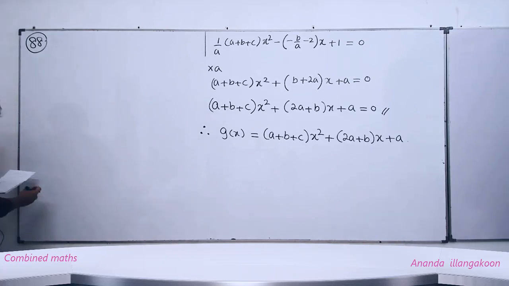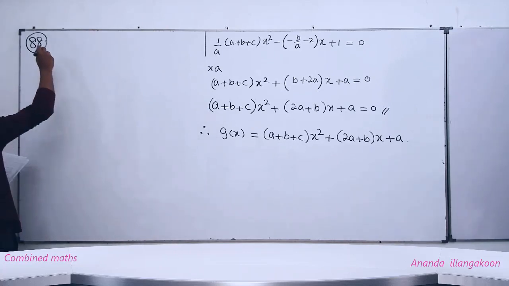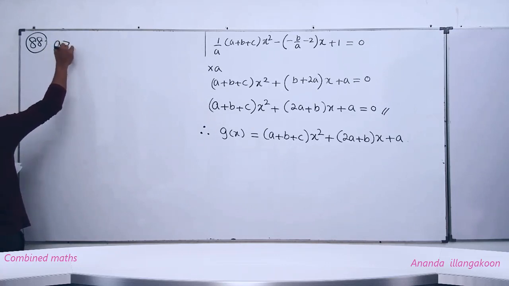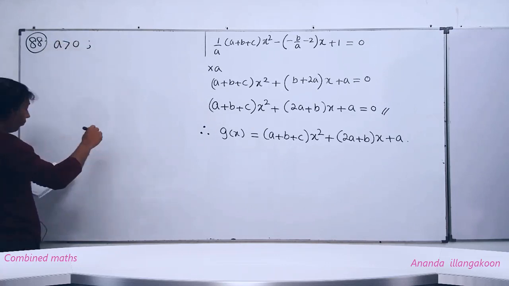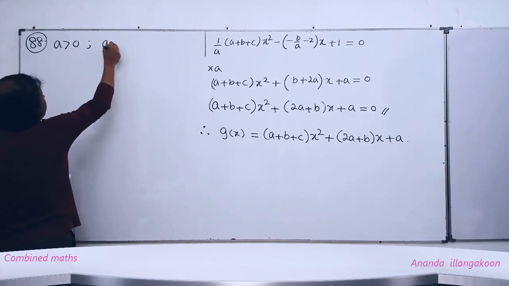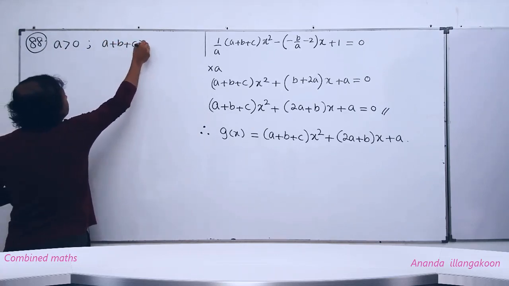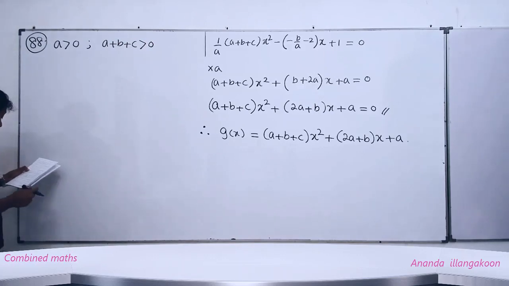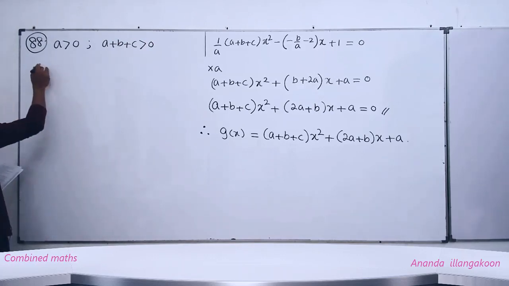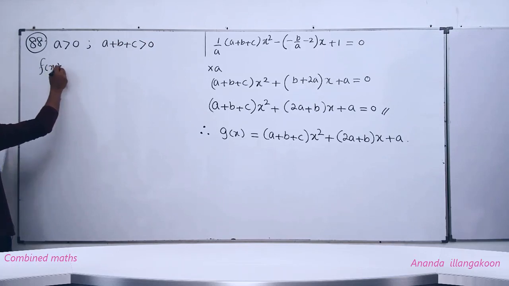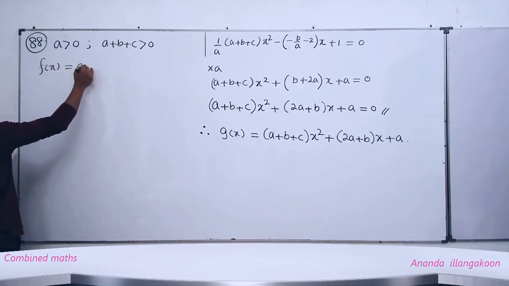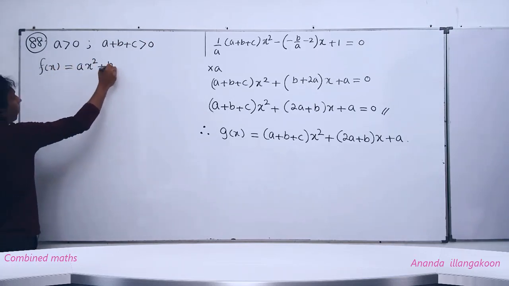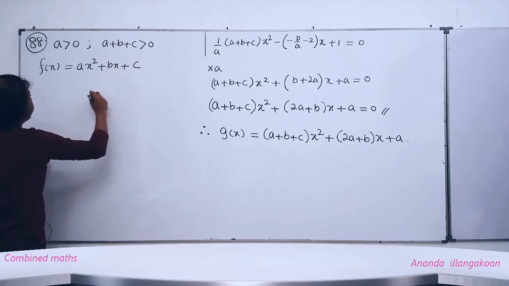Okay. Now people are given like this. Right. Now we are given this way. A positive. A plus B plus C also positive given. Right. Now we have fx. Fx is what, people? Ax squared plus bx plus c.